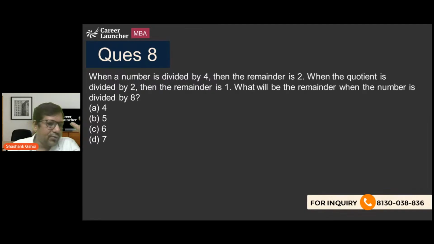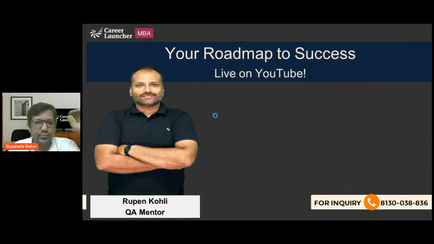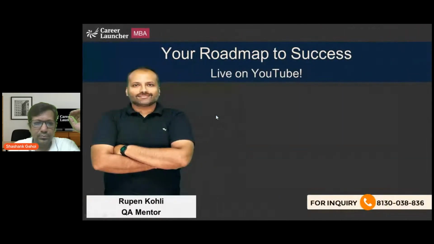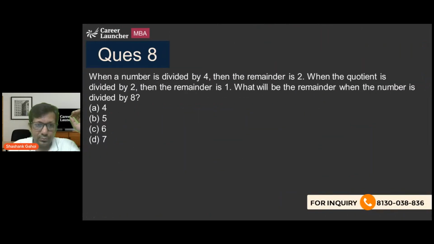Now, let's see this question. What does it say? When a number is divided by 4, remainder is 2. When quotient is divided by 2, remainder is 1. So let's say n. N is being divided by what? 4. Quotient, I'm getting something. What is the remainder? 2. Now question says when quotient means q is divided by 2, that is going to be 1.